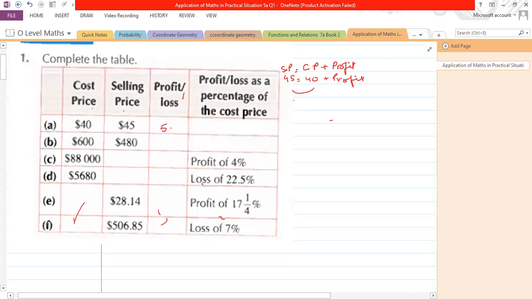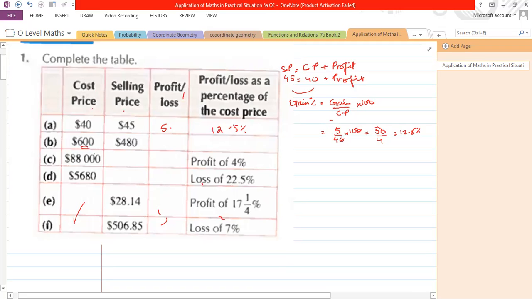Since it is profit, we know that gain percent is equal to gain upon cost price multiplied by 100. So we are going to do that. We're going to take it like 5 upon cost price, which is 40, multiplied by 100. Now you simplify this and you will get the answer. So this is simple. That is 12.5%. So 12.5% is the profit percentage.